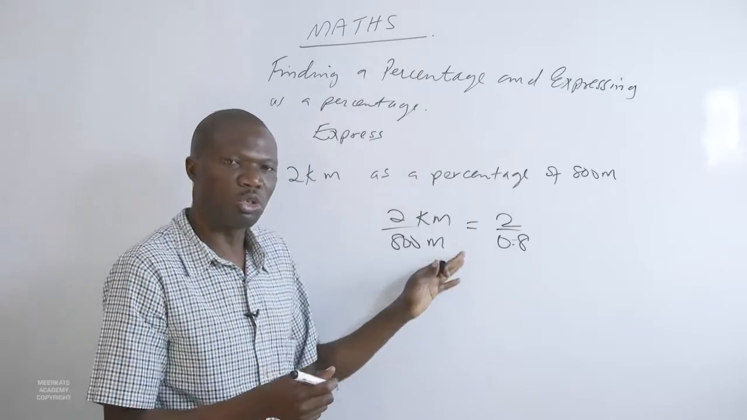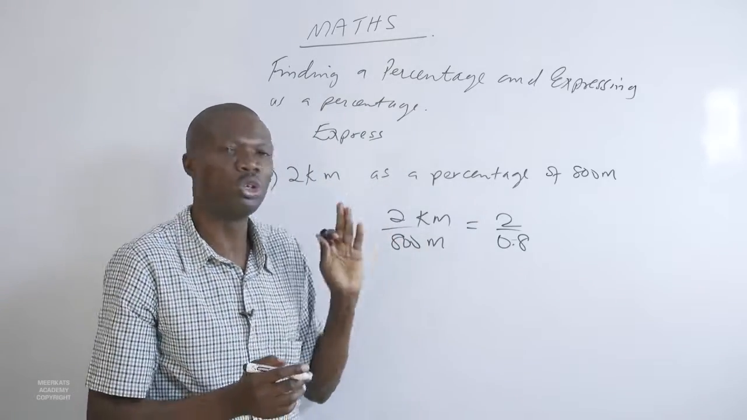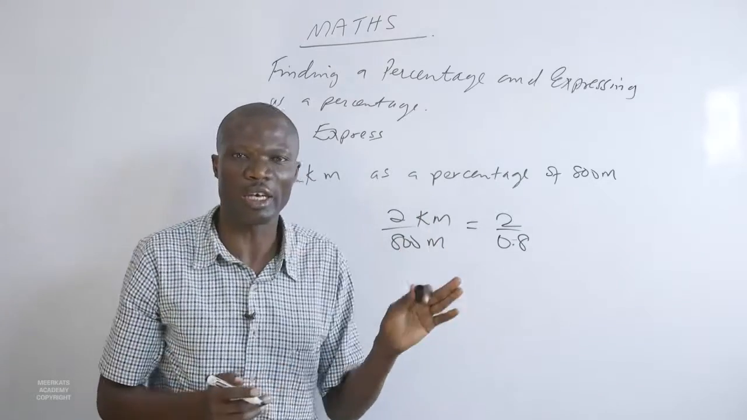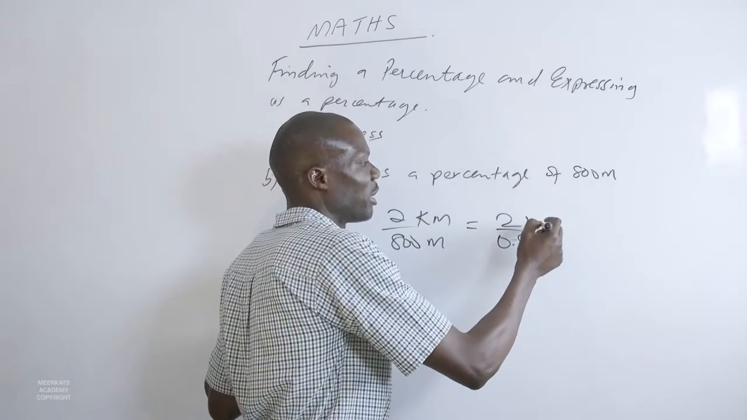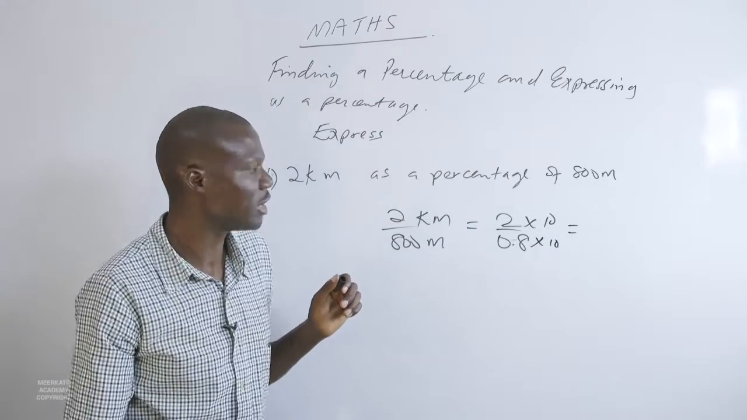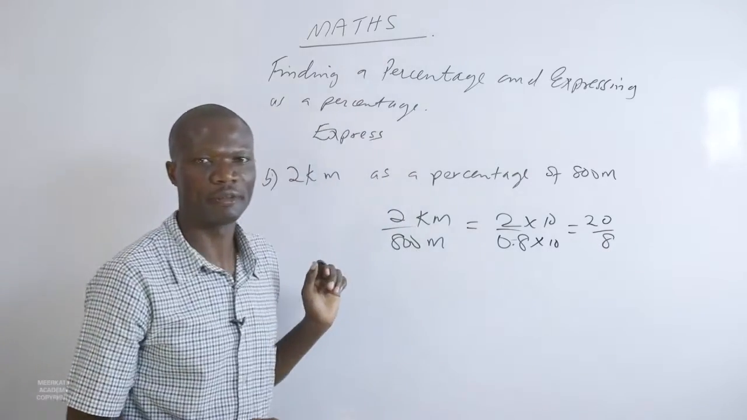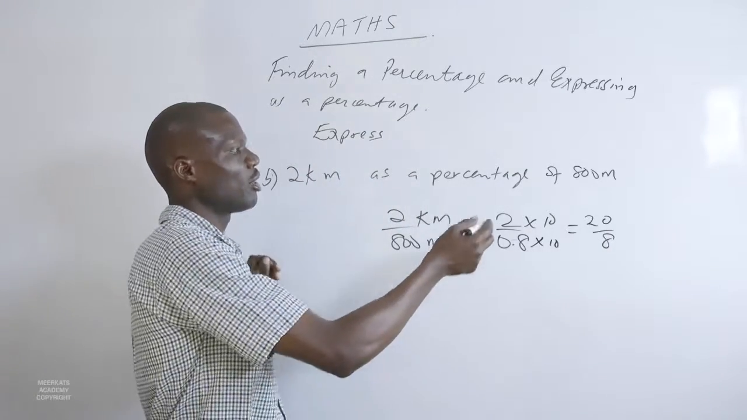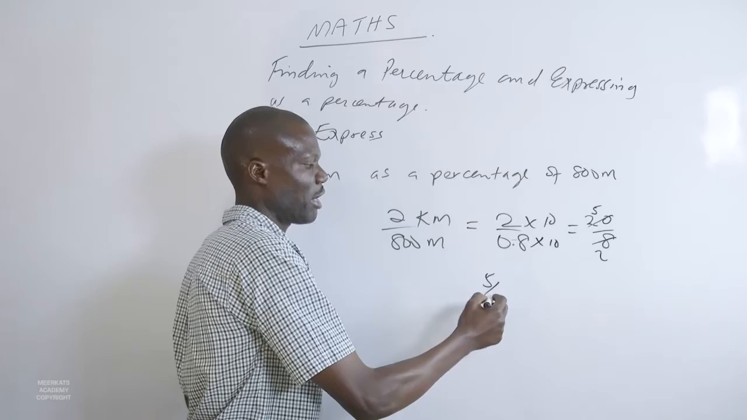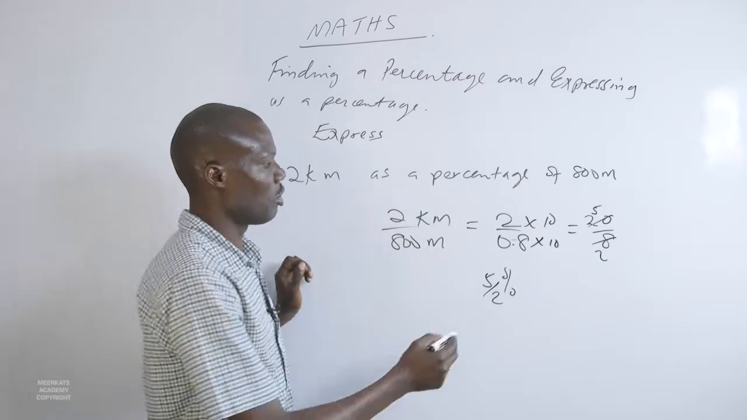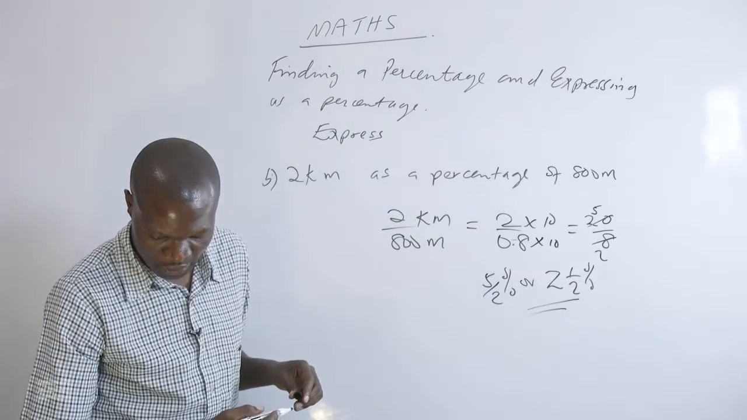Let's see. If we choose to convert everything into kilometers, it will be 2 over 0.8. Remove the denominator's decimal point, so we multiply here by 10, multiply here by 10. It will form 20 over 8. What is 20 over 8 when you simplify? 20 over 8, divided by 4 is 5 over 2, which is 2.5%.